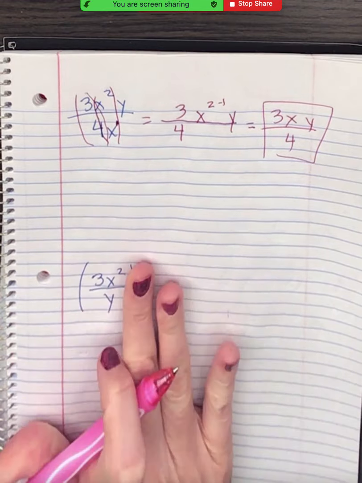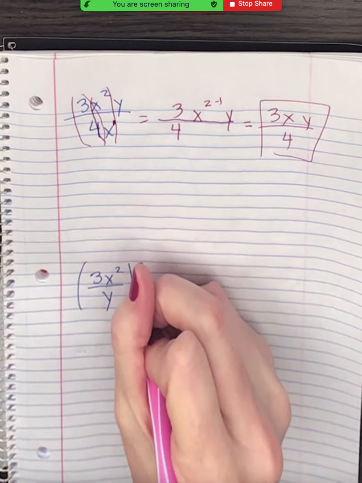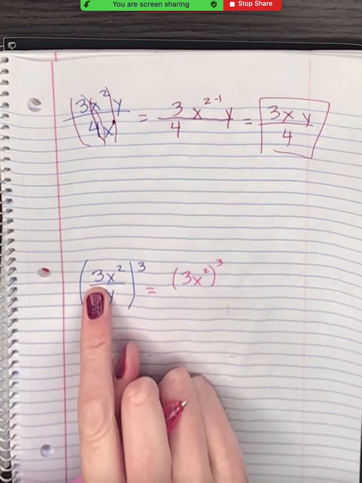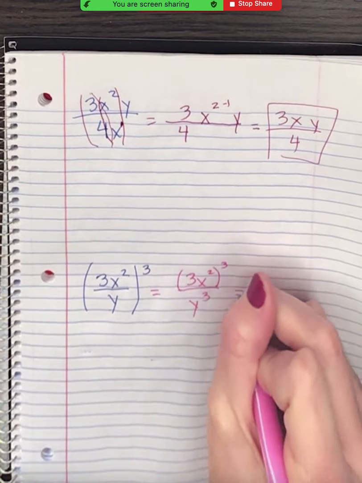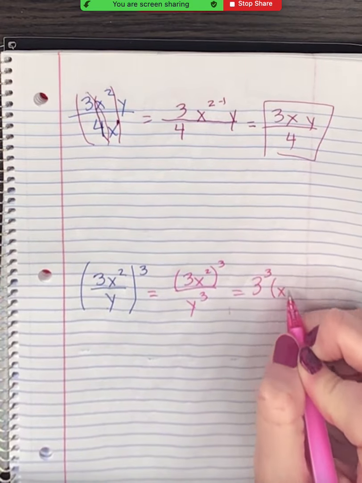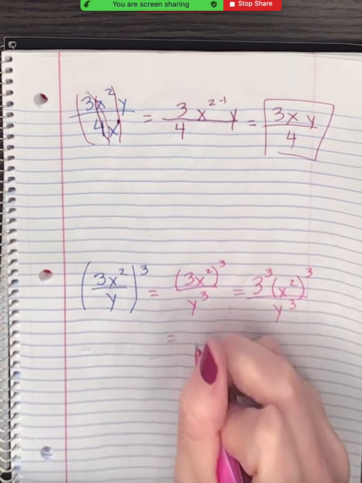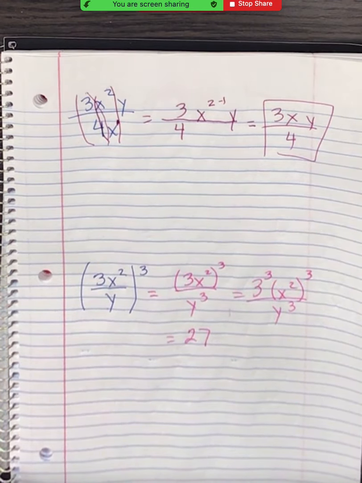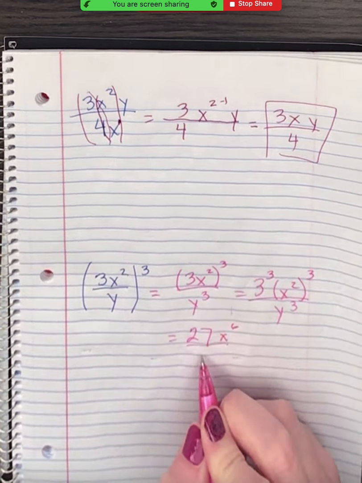Here, inside the parentheses, we can't simplify because there's a 3, an x, and a y. So they're simplified. So inside, then, we can take the numerator and raise it to a power. The whole numerator is 3x squared. So then 3x squared cubed over y cubed. Then, this is a product raised to a power. So we're going to do 3 cubed times x squared cubed over y cubed. 3 cubed is 27. And then x squared cubed, you multiply those, so you get x to the 6th over y cubed.